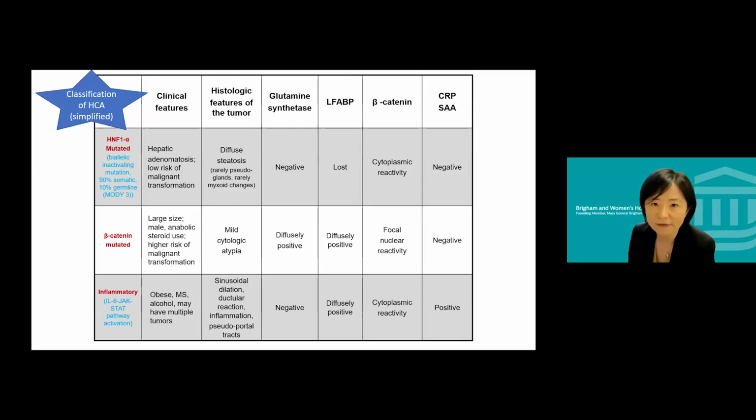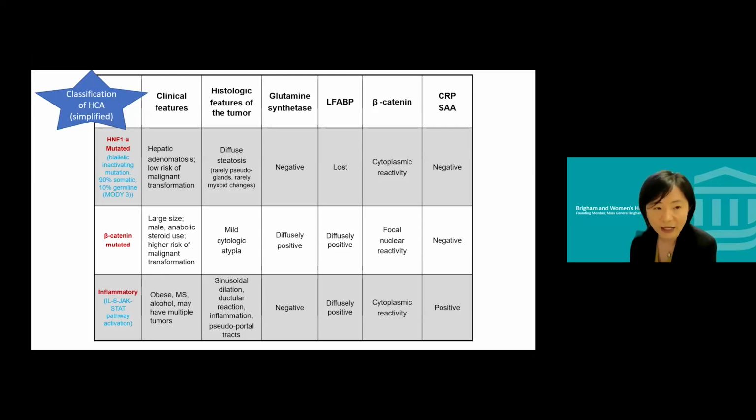Here is, again, a very oversimplified summary of the different types of adenoma. And I will just briefly go over some highlights, but I will talk about some recent updates and some possible pitfalls related to the diagnosis. So the first group is HNF1 alpha mutated adenoma.